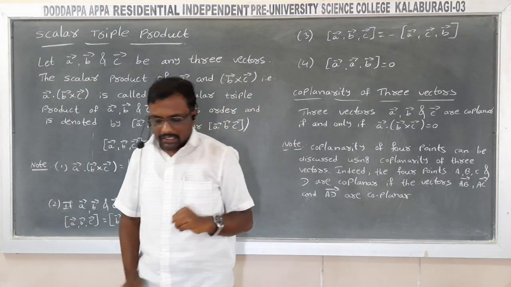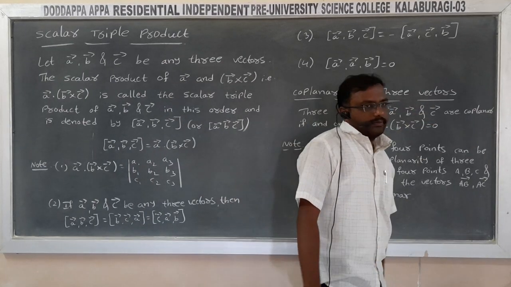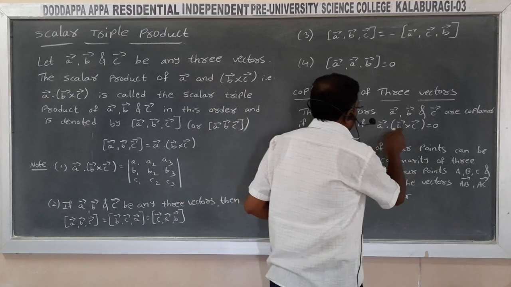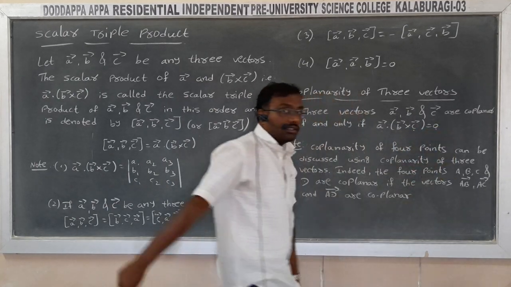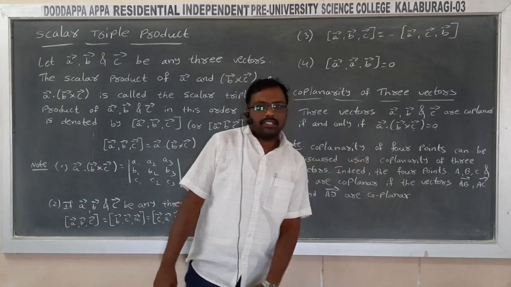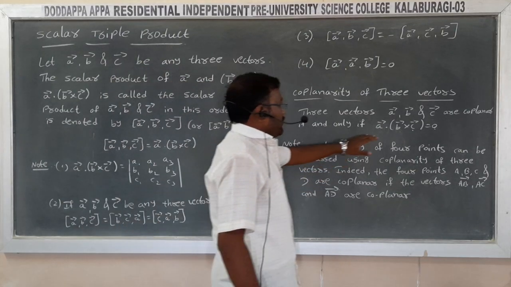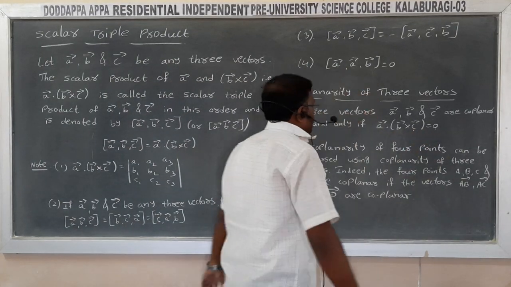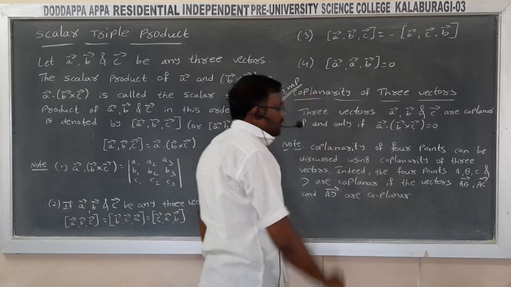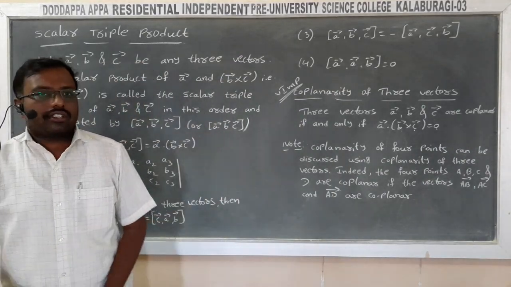Another very important concept is the coplanarity of three vectors. How do you find out coplanarity? When vector A dot of vector B cross vector C is equal to 0, then it is called coplanarity. Right? Very, very important. In this method, in the annual examination they will ask one question.